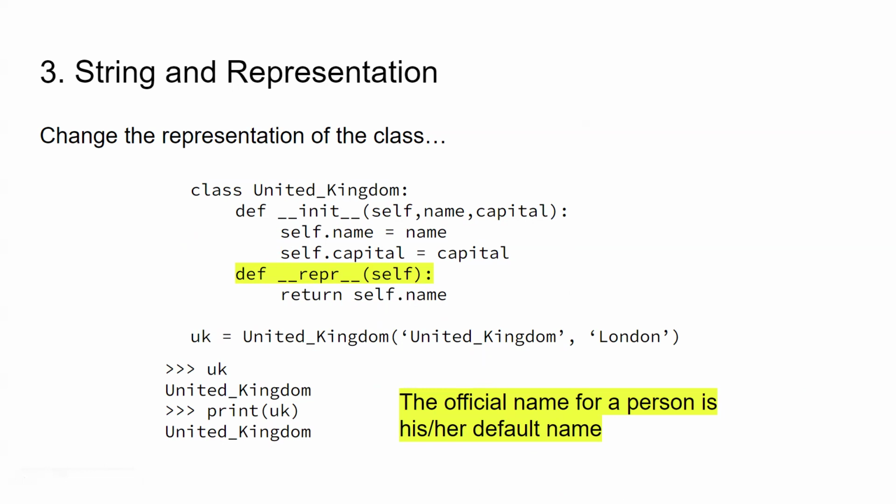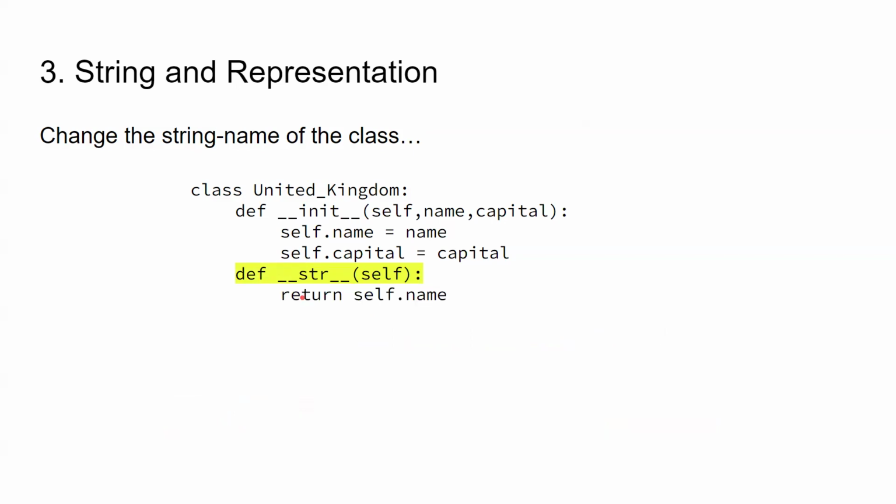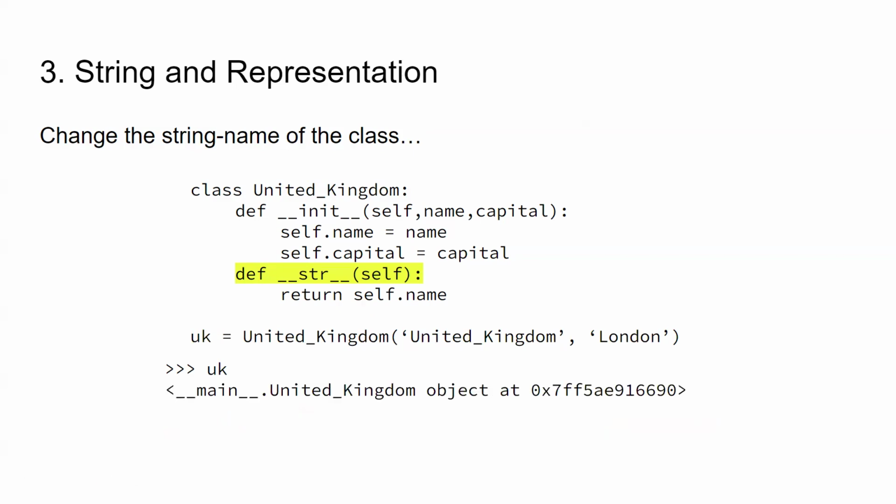Since I don't have a nickname, I will use my default name, which is my official name, my representation. So if I'm changing the representation, I'm changing my default name. I don't have a nickname right now, so I will use this name. And then how about the string type? This time I don't change the representation, I change the string type. The string type is the nickname of UK. I return self.name.